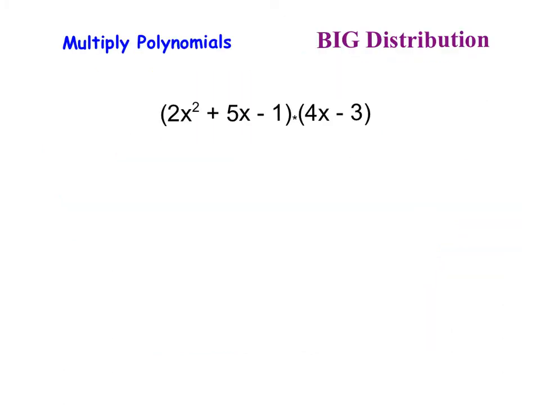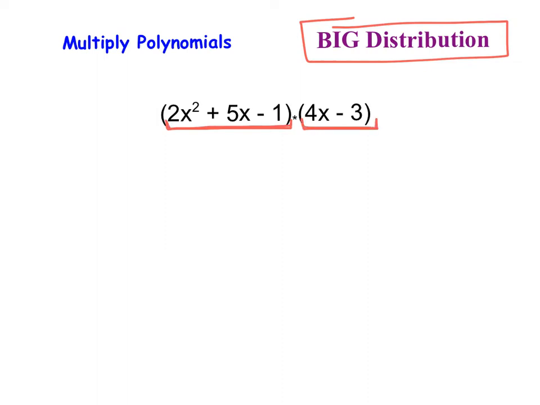Now where multiplying polynomials starts to get a little bit tricky is when we have something like we see on the screen here. Here we have a trinomial times a binomial. So this isn't as easy as the monomial one was. It's a little bit more difficult, but we're going to use that same concept of distribution, just on a slightly larger scale. Every single item inside of this first polynomial is going to be multiplied by every single item inside of the second polynomial. Essentially, it's distribution on a really big scale.